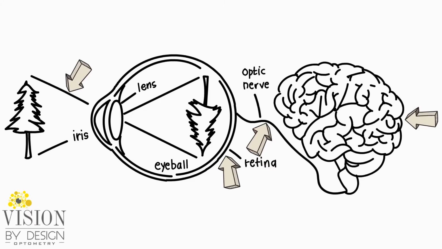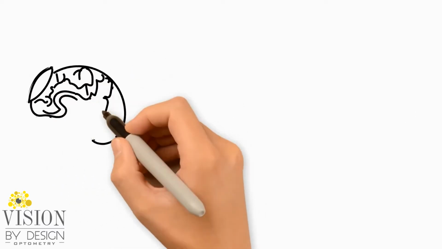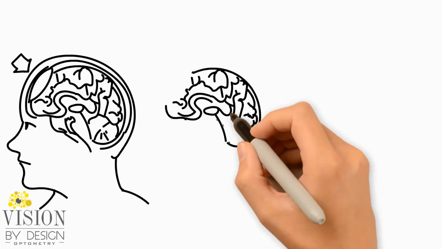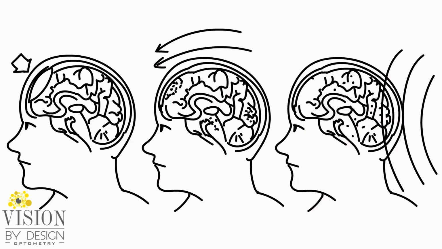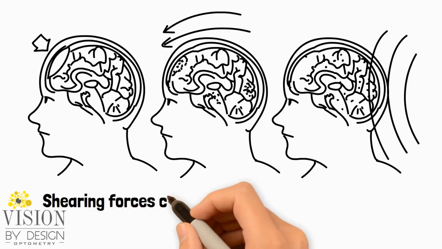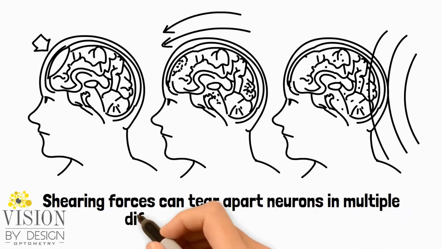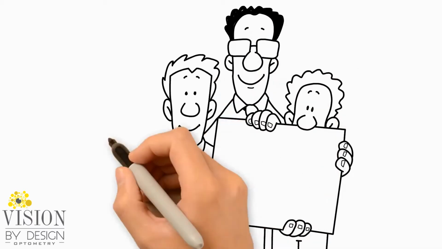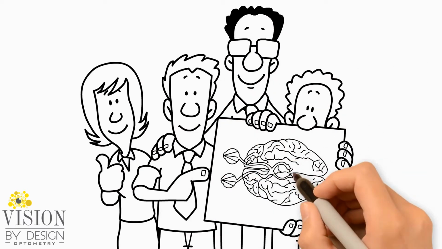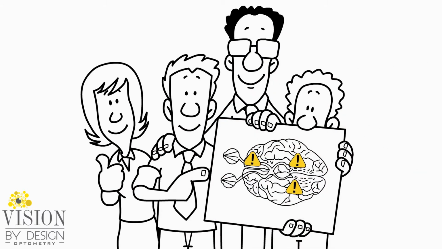use the visual information. A concussion can occur from any force to the head or body that is significant enough to move the brain within the skull. As the brain jolts, shearing forces can tear apart neurons in multiple different areas of the brain. Because there are so many visual connections throughout the brain, it is likely that one or more will be affected.